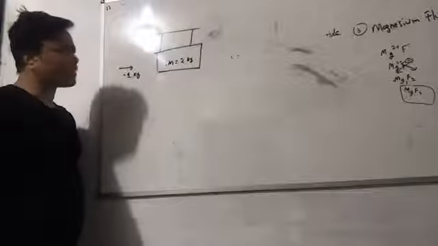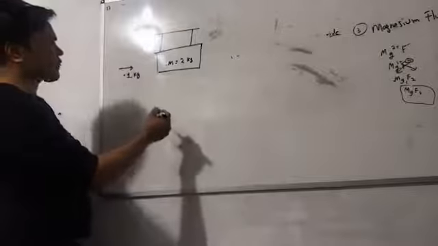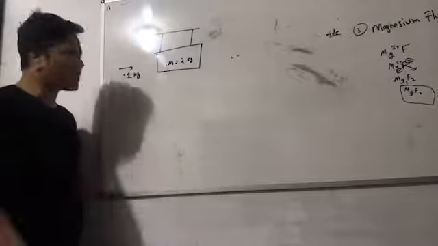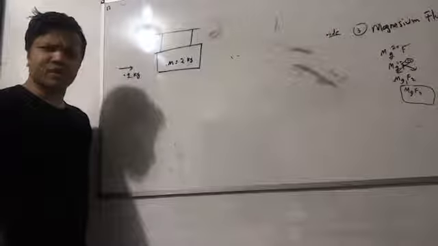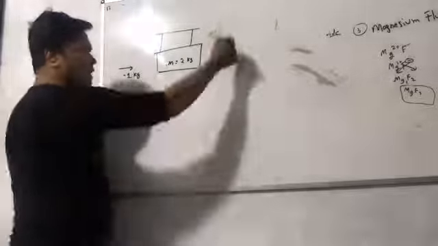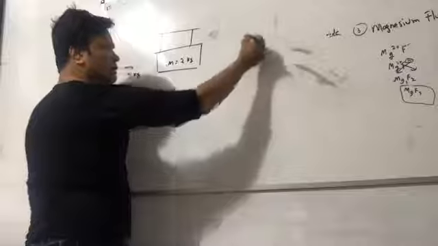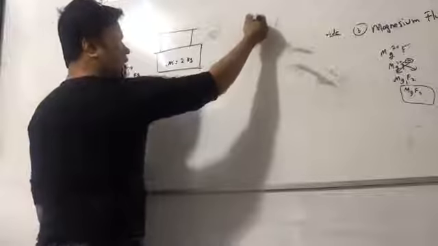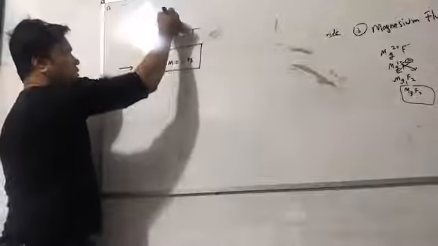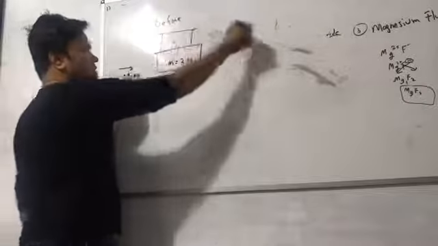Now you want to find the velocity of the bullet. The velocity of the bullet. How can you find it? Well, this experiment can be done quite easily. So this is the before scenario, and this is after.